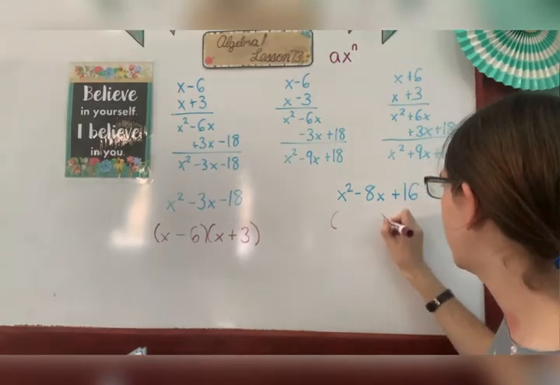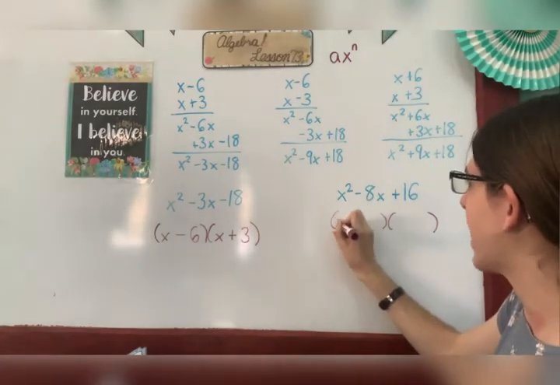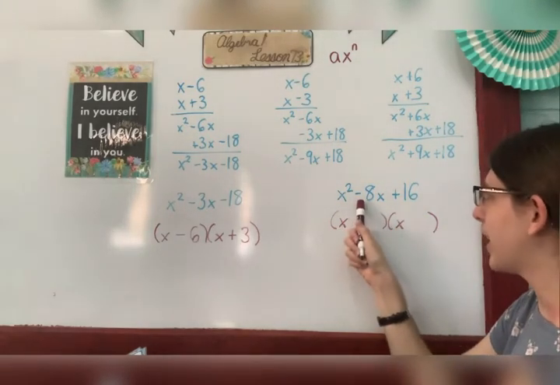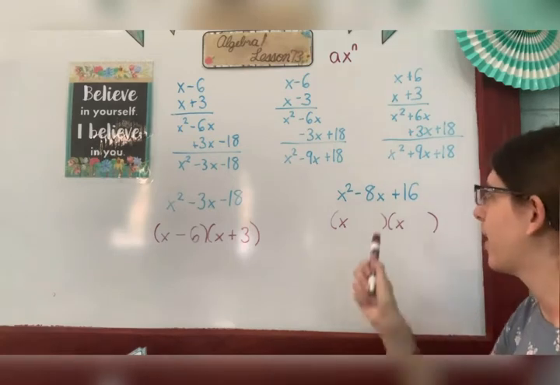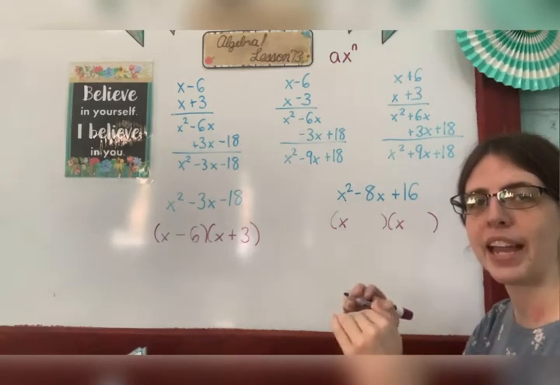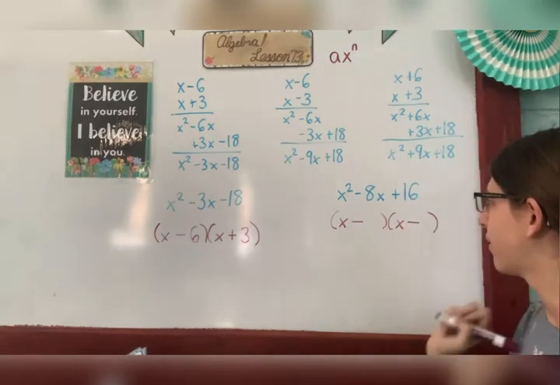So I have my two parentheses, and I know I have x squared, so that would be x times x. I have a negative sign here, so at least one of my terms is negative, and I have a positive sign here. So that means they have to both be negative to get to that positive, because a negative times a negative equals a positive.